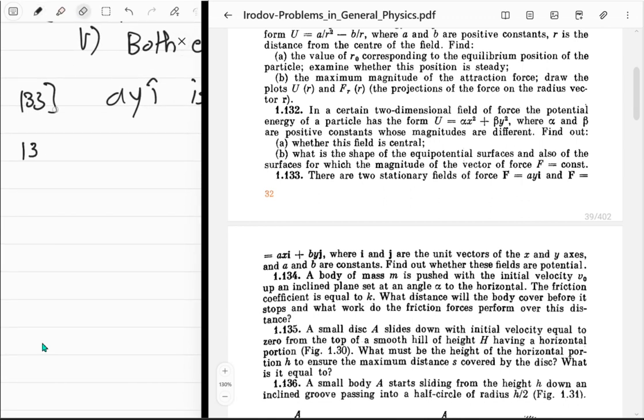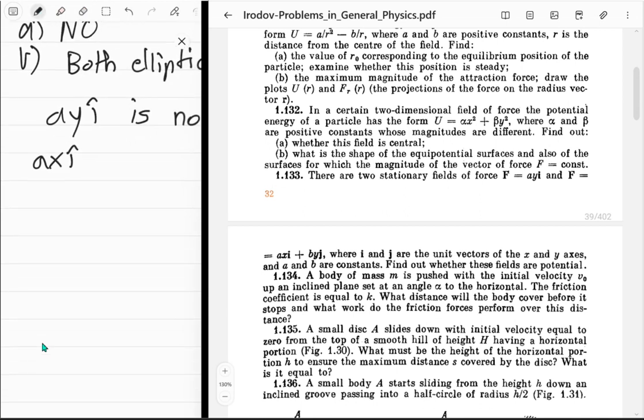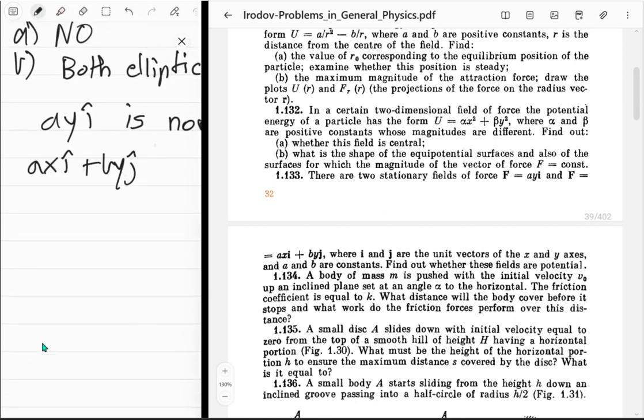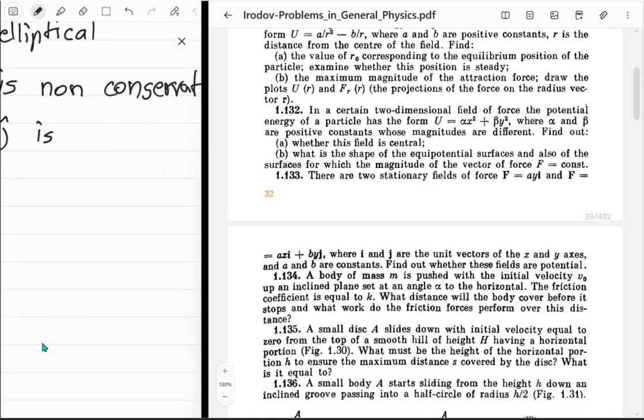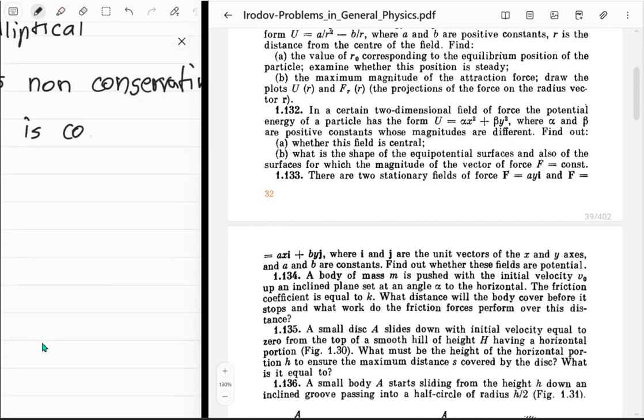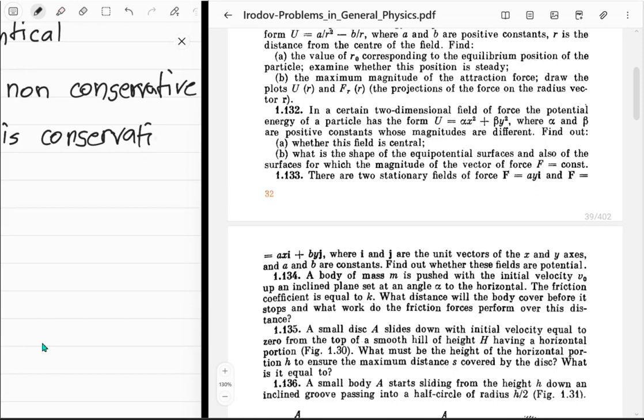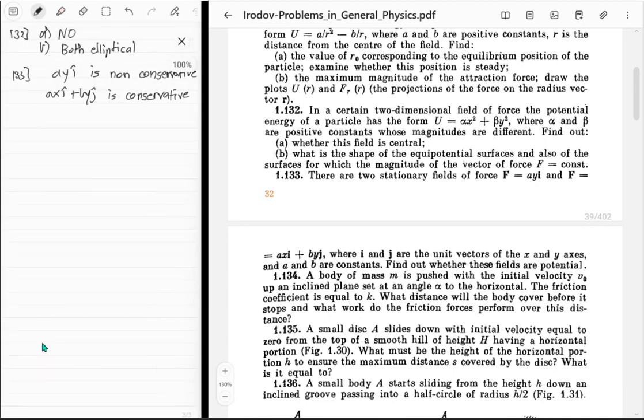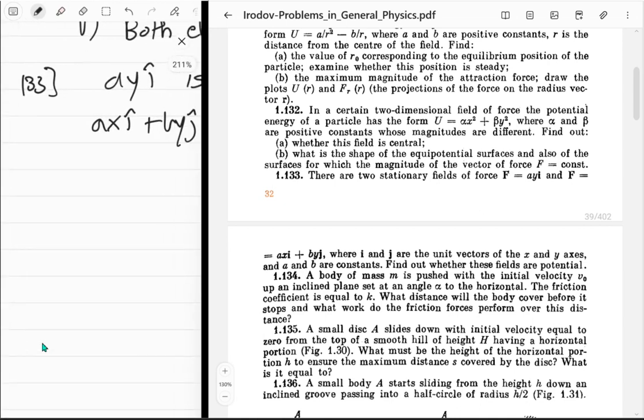130. Oh yeah, I forgot to write this. That ax i hat plus by j hat is considered. I don't know what they mean by the fields are potential. Or maybe they mean fields have potential or something. If they have potentials, then they must be conservative, right? Otherwise, it doesn't make any sense.